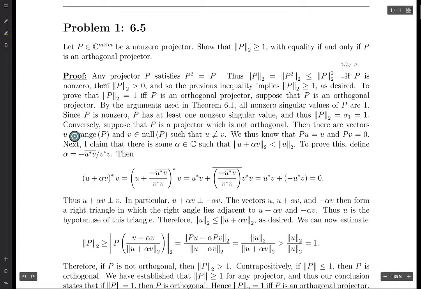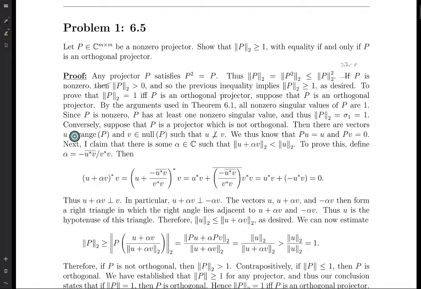Conversely, what we just showed is that if P is orthogonal, then the two norm of P is 1. Now we want to prove that if the two norm of P is 1, then P is an orthogonal projector. But we're actually going to prove the contrapositive, which is that if P is not an orthogonal projector, then the two norm of P is not equal to 1.